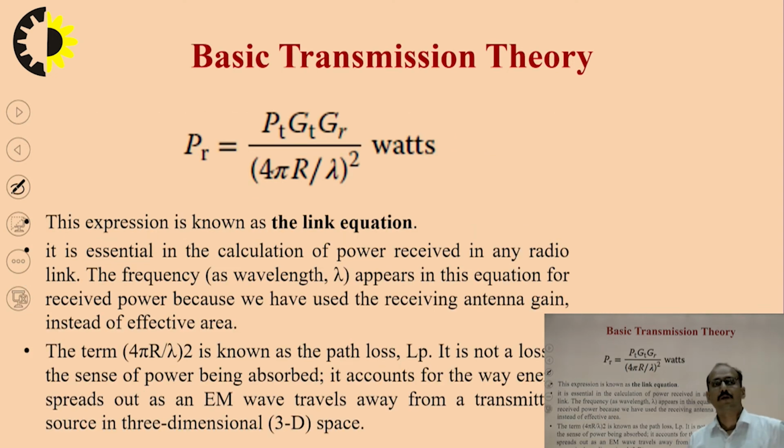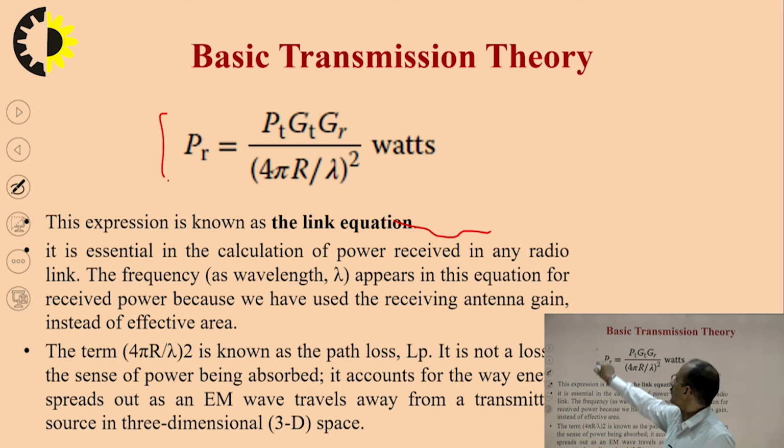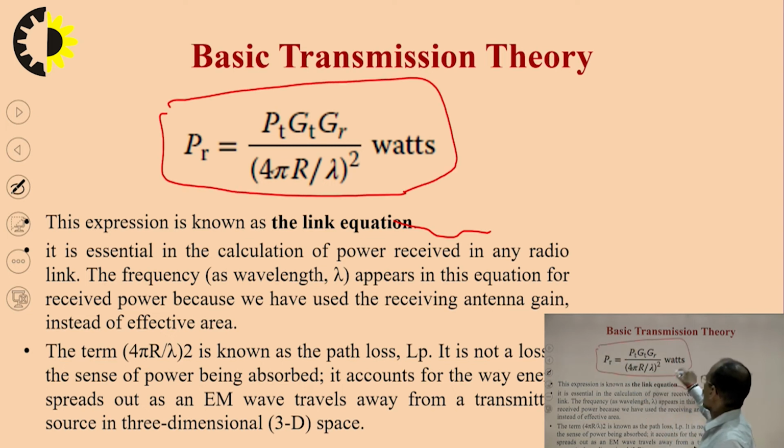Now we are going towards another side, and basically this equation of receiving is called the link equation. So as I told you in the starting, we have to find out the flux density and we have to find out the link equation. Flux density we already found, this is the link equation. Now it is essential in the calculation of power received in any radio link, the frequency appears in this equation for a received power, because we have used the receiving antenna gain instead of effective area. Actually we are talking about antenna gain here.